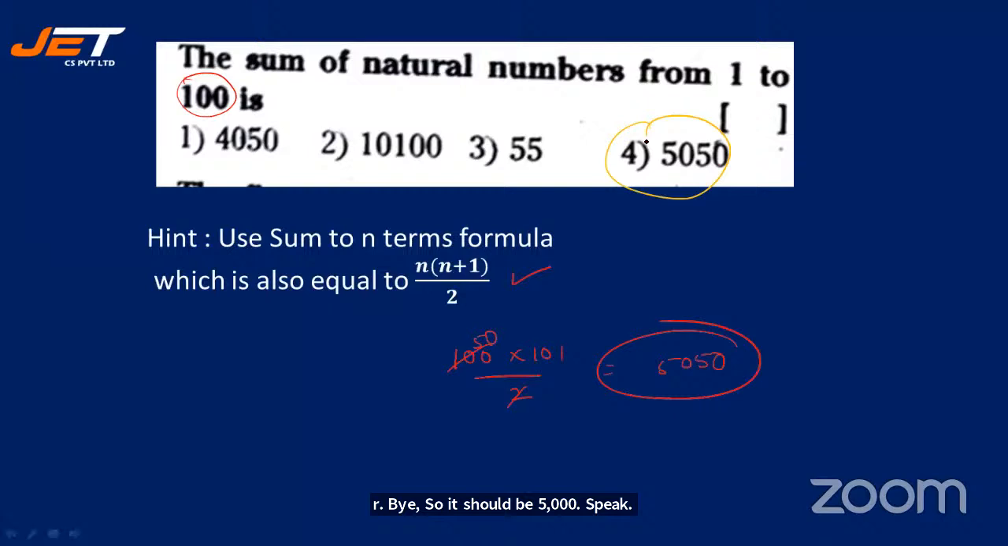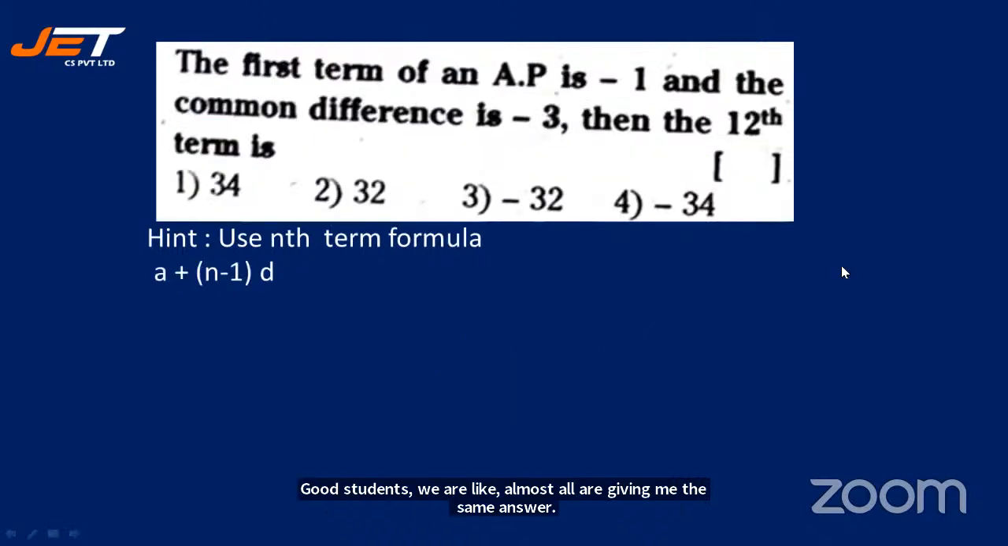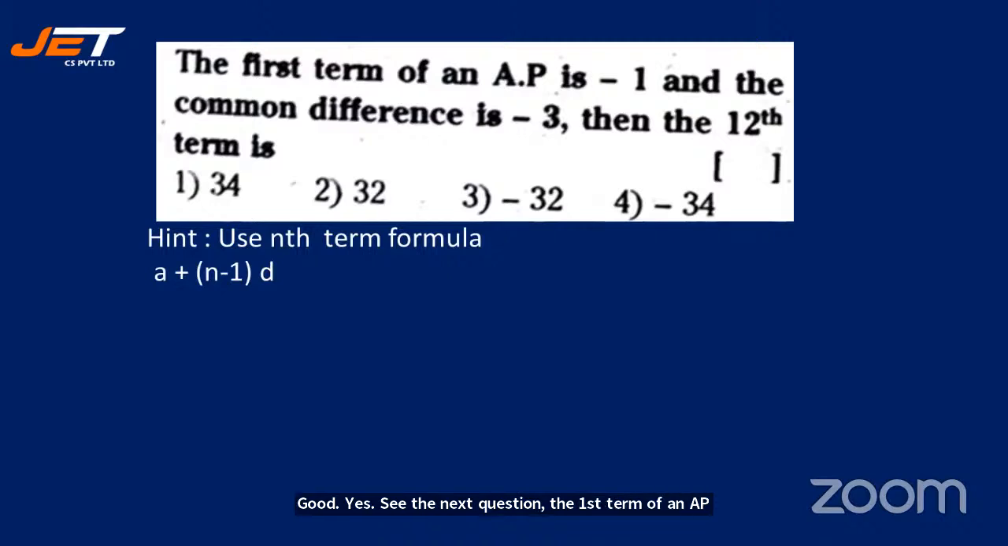Let me check whether all are giving me option 4. Yes. Lalli, Gayatri, Harsha, almost all are giving me the answer because I have done this problem. Geeta Devi, good. This is a revision for you all. Ruchita, everyone. Good students. Riya Naik, almost all are giving me the same answer. Good. Yes. See the next question. The first term of an AP is -1 and the common difference is -3. Then what is the 12th term?